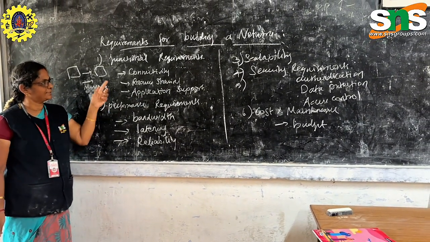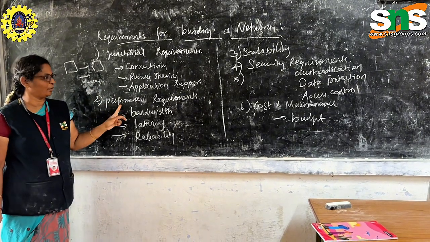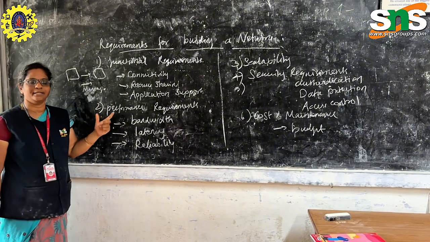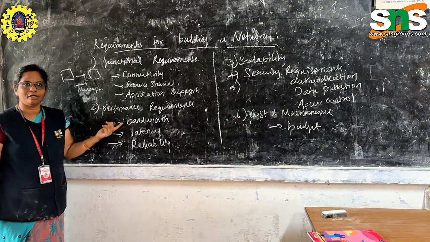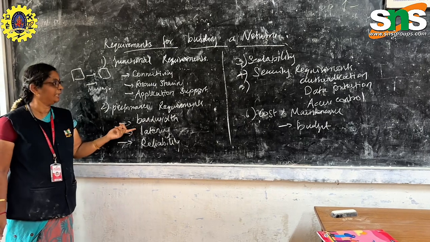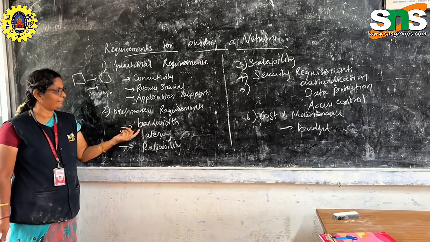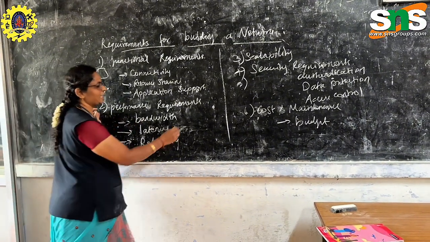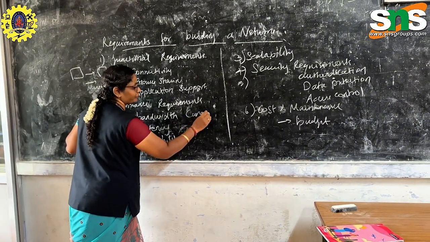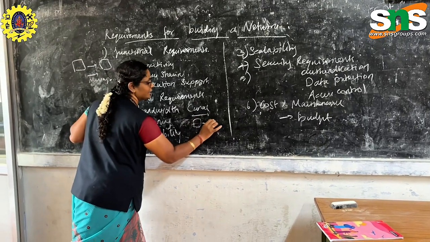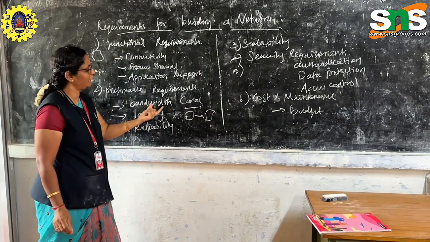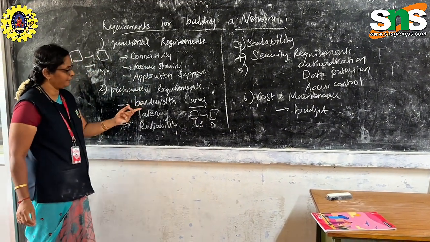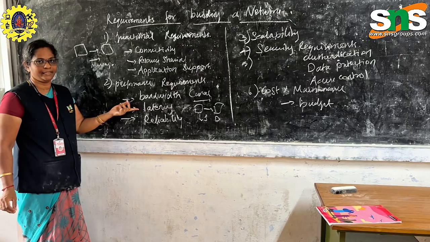After that, the second subdivision of the requirements of a network is performance requirements. Performance means that after connecting the devices and sending data, we have to evaluate the performance of that data. First are bandwidth, latency and reliability. Bandwidth means the channel capacity for sending the data from source to destination. We have to allocate a particular bandwidth between a source and a destination. Based on that bandwidth we can allocate packet delivery in terms of latency.